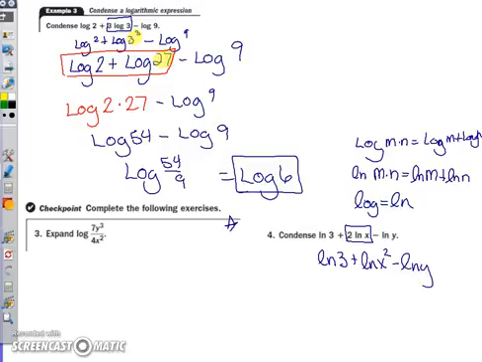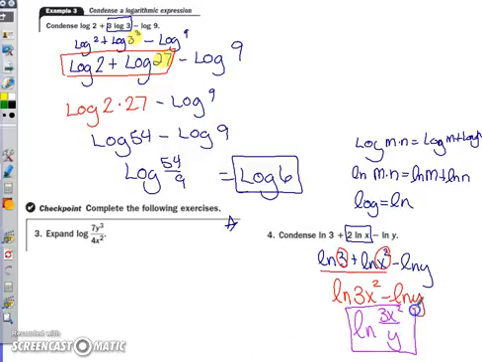Then I'm going to deal with these. So since they're added, it goes to multiplication. So the natural log, we'll take this 3, multiply by x squared. So 3 times x squared just looks like 3x squared, minus natural log of y. And then subtraction goes to division. So it's 3x squared divided by y. This is our answer, just combining it, smushing it together, condensing, making it smaller.